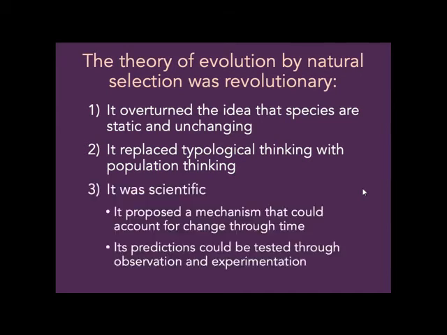All right, the third thing is that the theory of evolution by natural selection was a scientific theory. It proposed a mechanism that could account for the change over time, and its predictions could be tested through observation and experimentation.